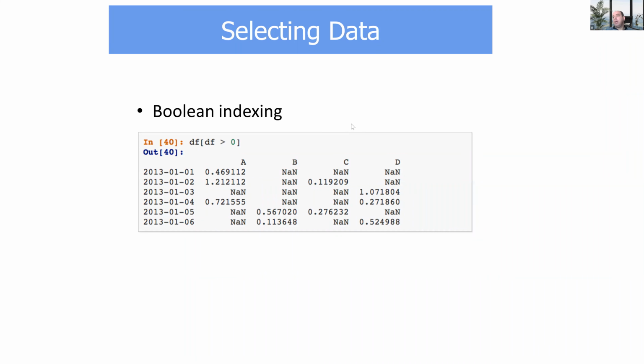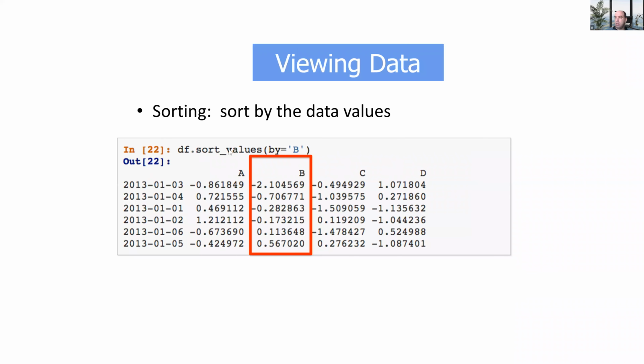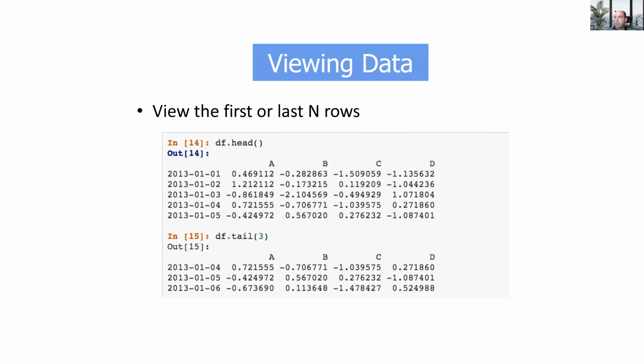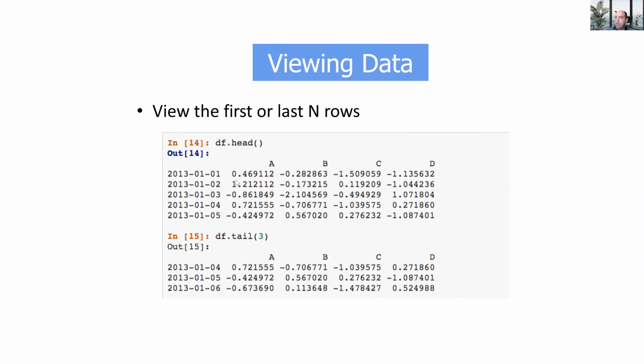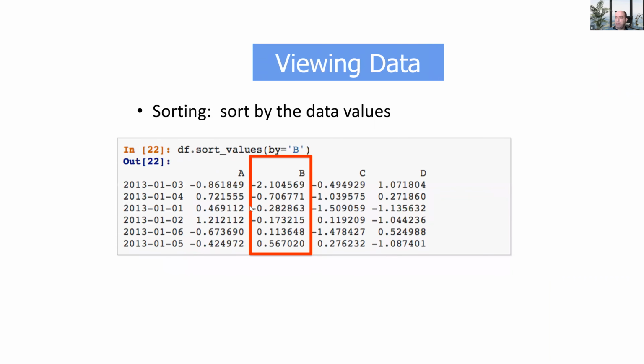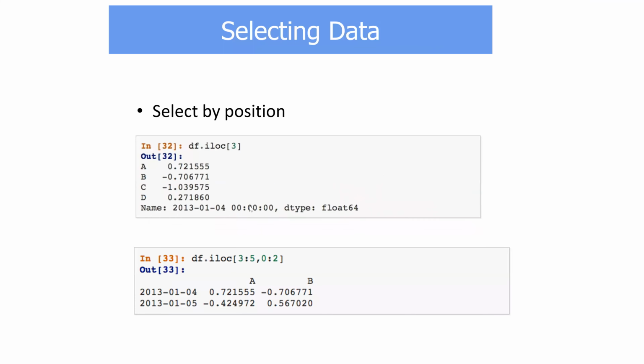Now, I can also do what's called Boolean indexing. I want to see where I have values that are greater than 0. Let's return here. You can see that I have values that are larger than zero and values that are smaller than zero. So I want to see where I have values that are larger than 0.